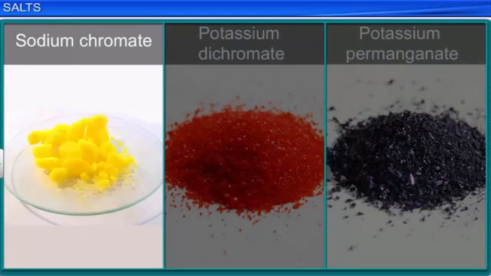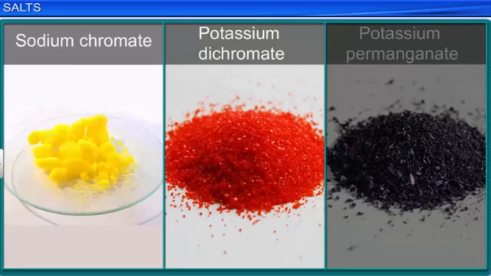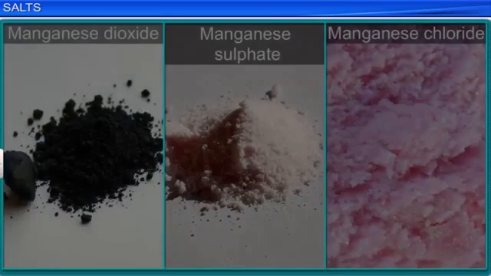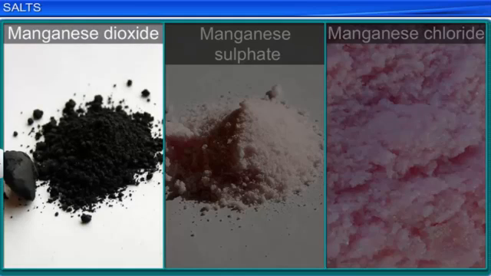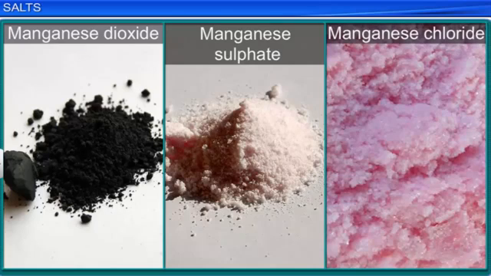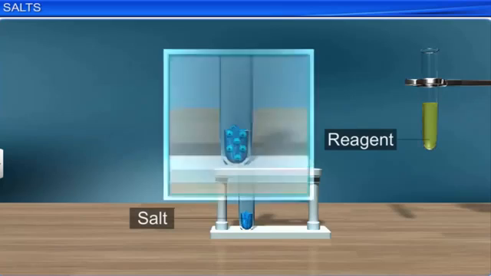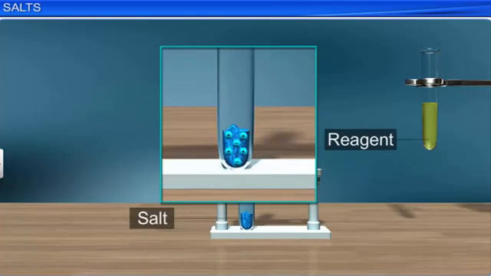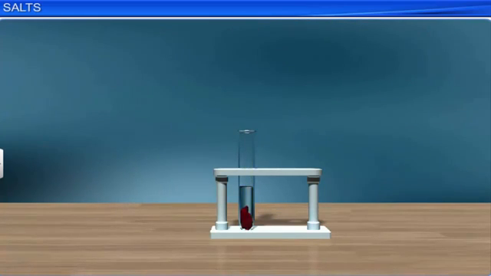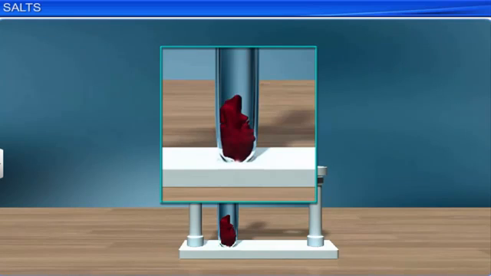yellow sodium chromate, bright orange potassium dichromate, purple potassium permanganate, and the salts of manganese like the black manganese dioxide, light pink manganese sulfate, and bright pink manganese chloride. During a reaction, the cations in a salt react with some reagents and form insoluble precipitates with definite color. This helps us in identifying the cations present in the salt.